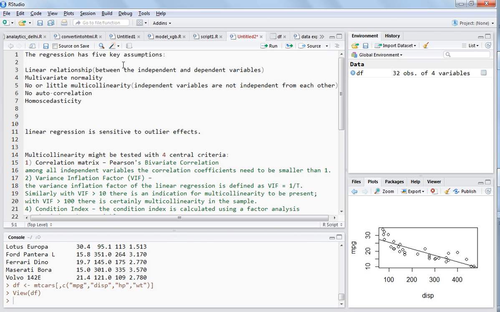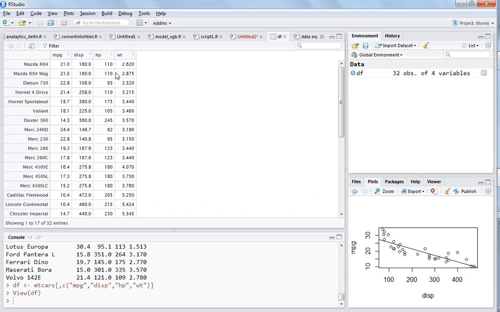And then there should be no multicollinearity. What does that mean? That means that in this data frame we have displacement, HP, and weight, and these are three predictive variables. These should not be exactly correlated. Not exactly even means there should not be a very high degree of correlation between them.